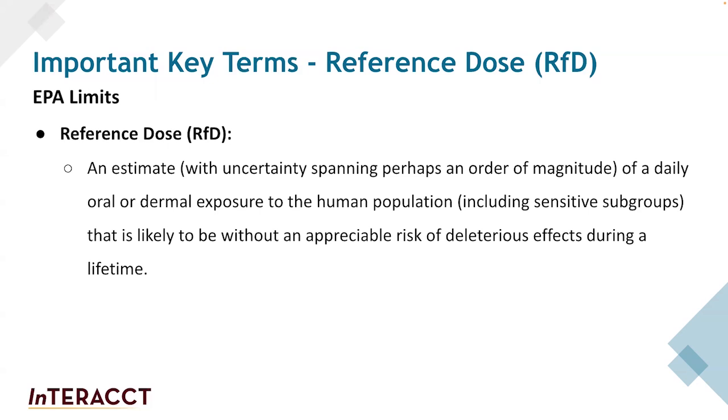It's important to note that this is not an exact threshold. There is some uncertainty, often by a factor of 10 or more, built into the estimate to account for variability in human response. The unit for RfD is typically expressed as milligrams of contaminant per kilogram of body weight per day, or simply milligram per kilogram per day. RfD is used as a benchmark to help determine whether a certain level of chemical exposure is likely to be safe or not.